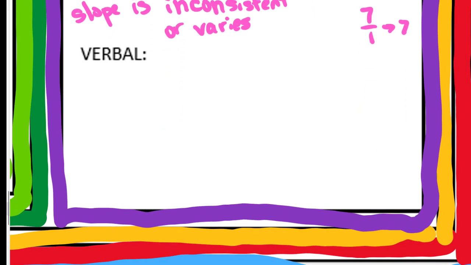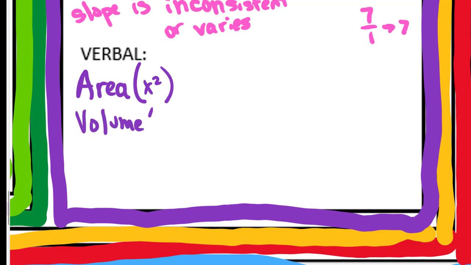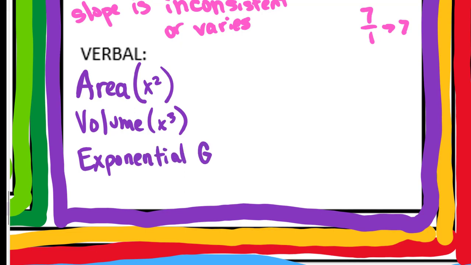For a verbal situation, things that you would need to watch out for would be area. Area is x squared. So that's going to be nonlinear. Volume, x cubed, nonlinear. Exponential growth or decay. Both of those will be an exponential situation.